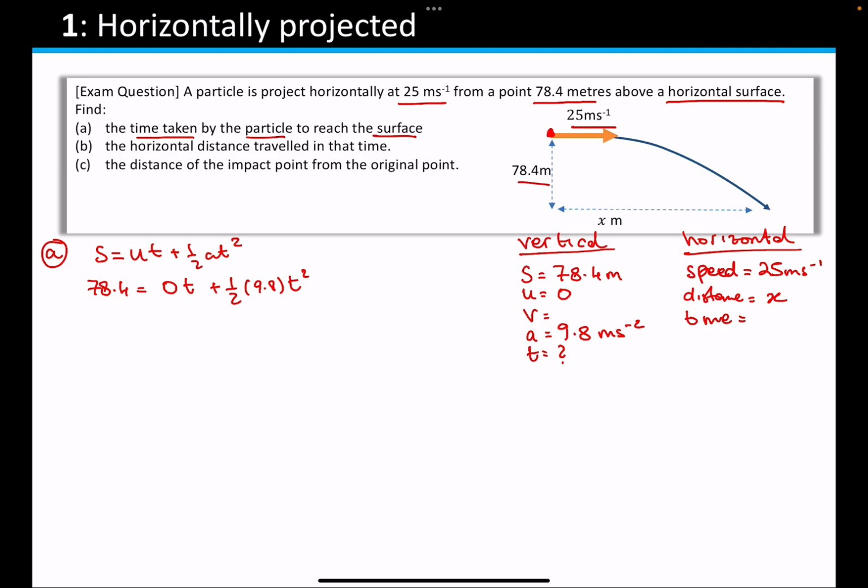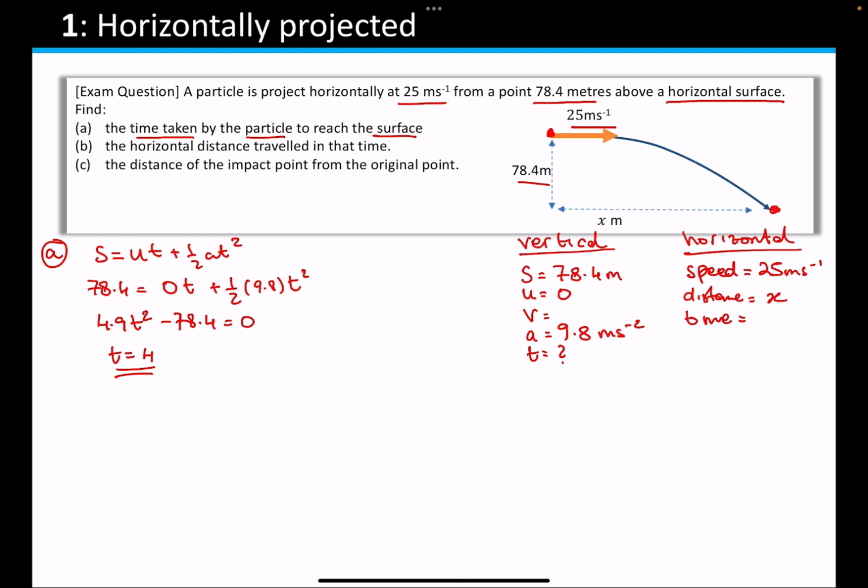And if you rearrange it from there, a half times 9.8 is going to be 4.9 t squared. Then I bring the 78.4 to this side, so it becomes 4.9 t squared minus 78.4 equals 0. Once you rearrange into this format, you can put it in a calculator straight away, and you should get the value of t as equal to 4. So the object takes 4 seconds from the starting point to reach the end.